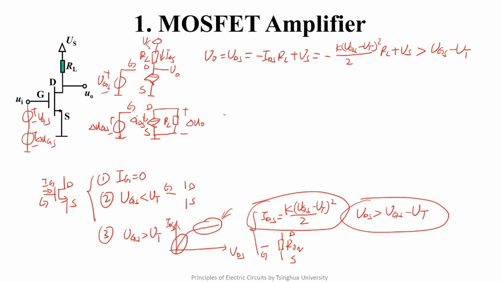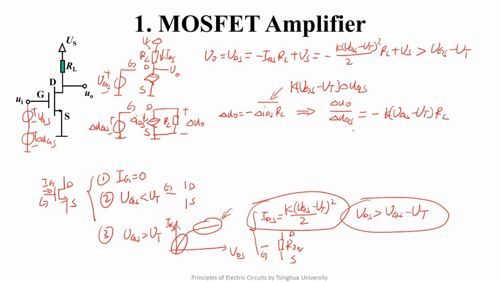For the small signal, we have, at this time, in the small signal circuit, nonlinear VCCS becomes a linear VCCS. So this item is, thus we can get the ratio, which is the amplification factor of the small signal amplifier.